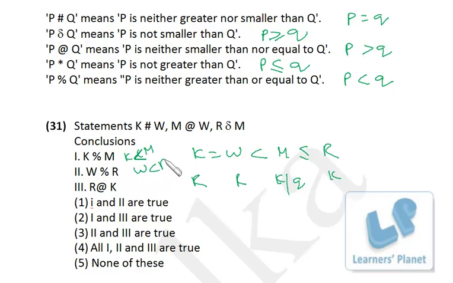W is less than R, and R is greater than K. Let's see. K and M: K is definitely less than M. This is true. W and R: even W is less than R, so this is also correct. R and K: R is king and K is rook, so R is greater than K, even this is correct. So all the three are correct. All the three can be concluded. Isn't it very easy?